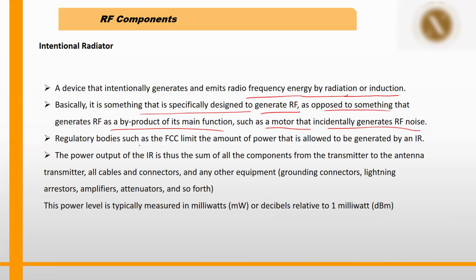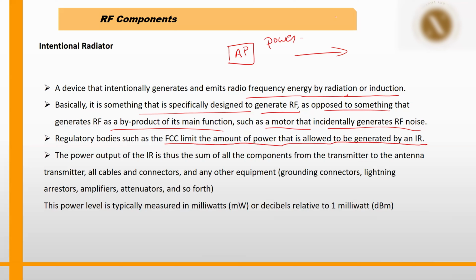Regulatory bodies such as the FCC limit the amount of power that is allowed to be generated by an IR. Suppose you want to send the signal to a longer distance. What are you going to increase in an AP? Obviously you're going to increase the power. When you increase the power, the amplitude also increases and the signal strength increases, so the distance it can travel is more. When you want to increase the signal strength in an AP, what you are going to increase? Amplitude. To increase the amplitude, you need to increase the power in the AP.